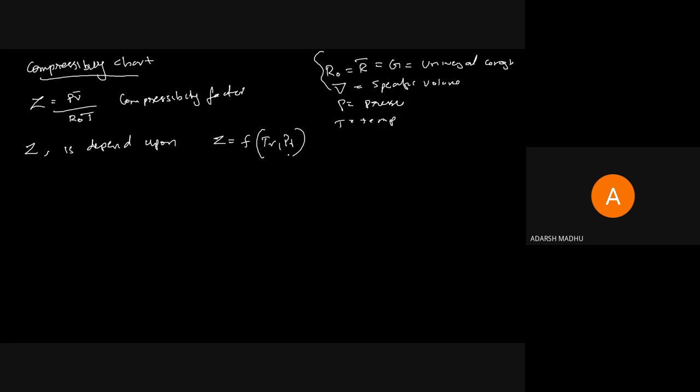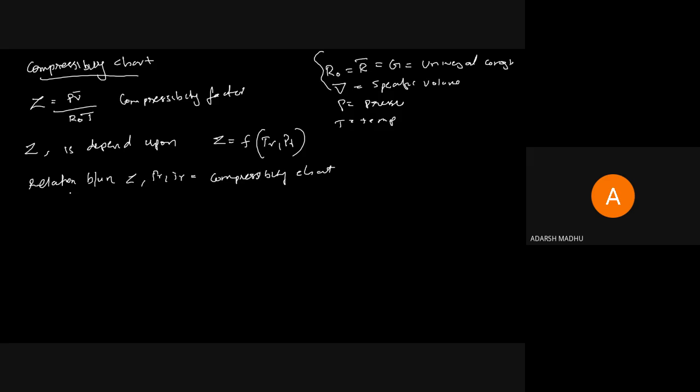Z is equal to a function of TR and PR, and the relation between Z, TR, and PR is known as the compressibility chart. If any two values are known, we can find the third value. The relation between Z, PR, and TR is known as the compressibility chart.